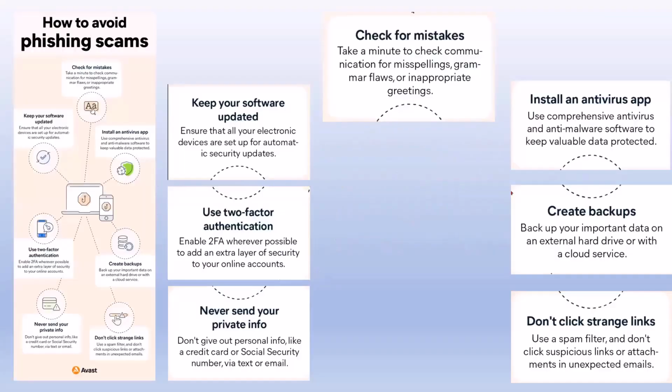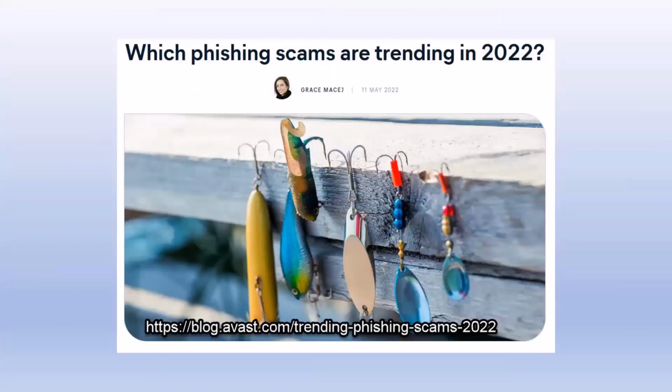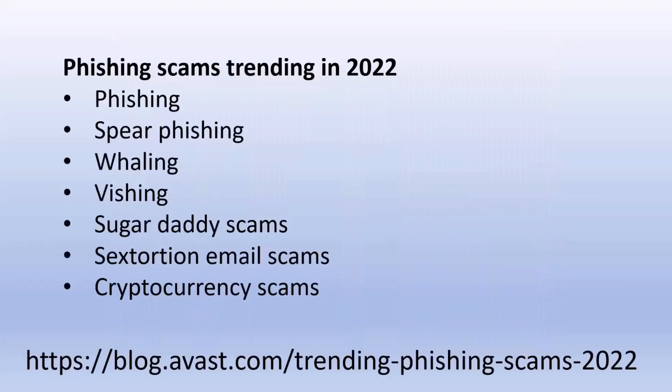To avoid phishing scams, check for mistakes, keep your software updated, install an antivirus app, use two-factor authentication, create backups, never send your private info, and don't click strange links. So which phishing scams are trending in 2022? Phishing scams trending in 2022 were phishing, spear phishing, whaling, vishing, sugar daddy scams, sextortion, email scams, and cryptocurrency scams.